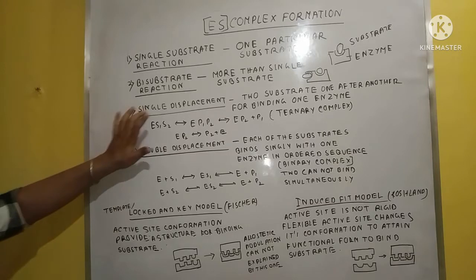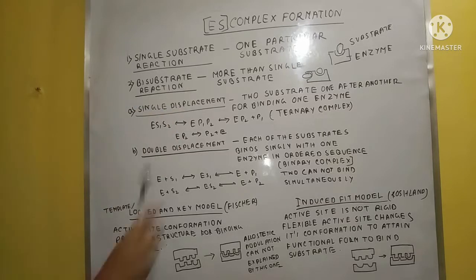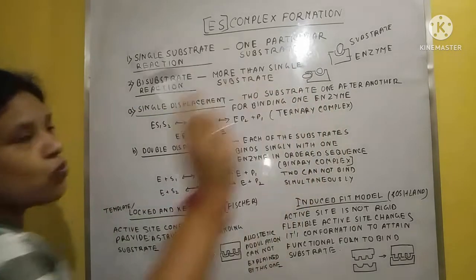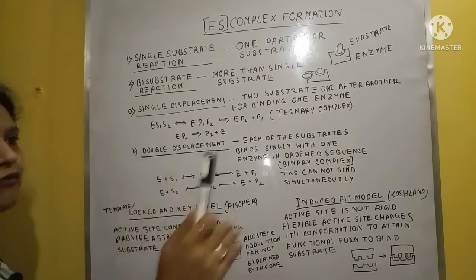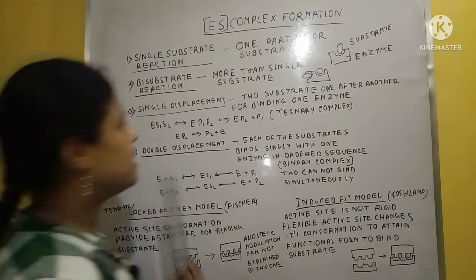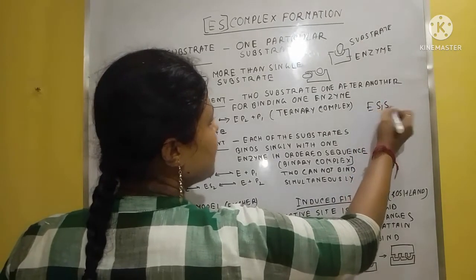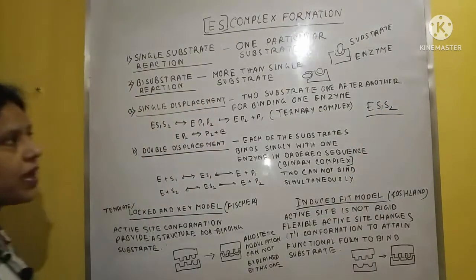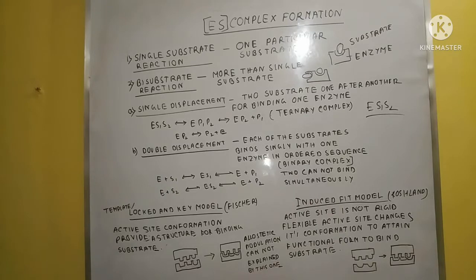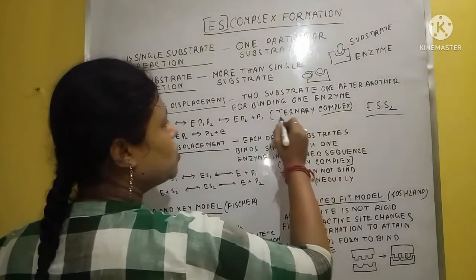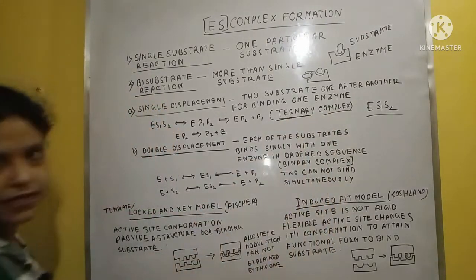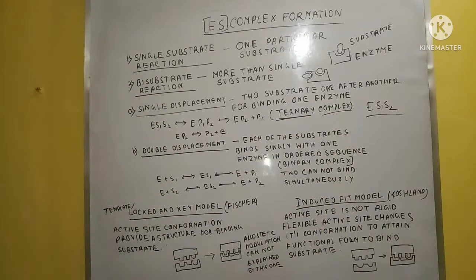In the case of single displacement, the two substrates bind with one enzyme, one after the other. The complex formed is ES1S2. Two substrates bind with one enzyme simultaneously, and the complex that is formed here is known as the ternary complex.